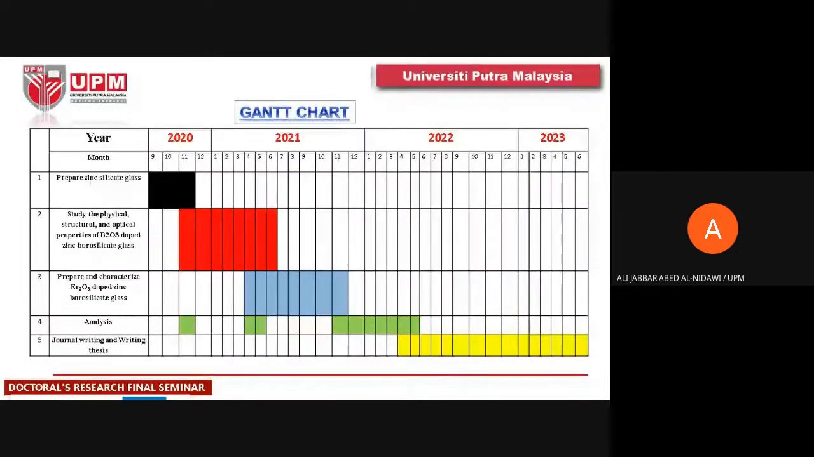This is my Gantt chart. I tried to complete all my results because I submitted my samples for the DSC and the AFM. I am waiting for the results until now. I am starting to write the journal paper and the thesis.